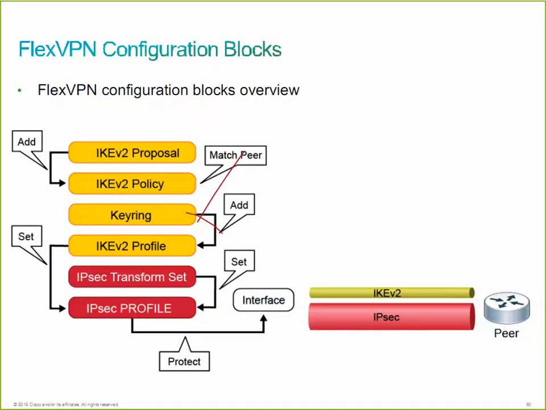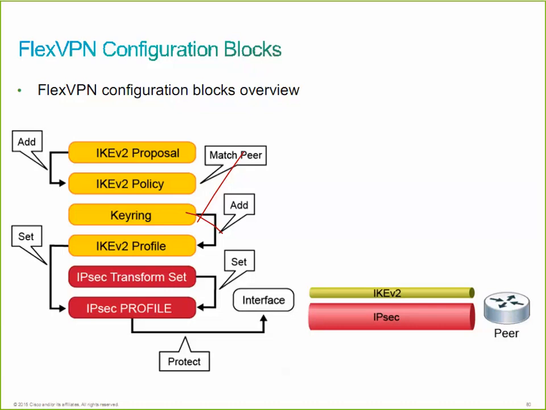Okay? The key ring, obviously used to define the keys. These are the pre-shared keys that allow us to authenticate the peers. The keys do not have to be symmetric in IKE v2. They can be asymmetric, meaning that I can use different authentication keys on each end of the IKE session.